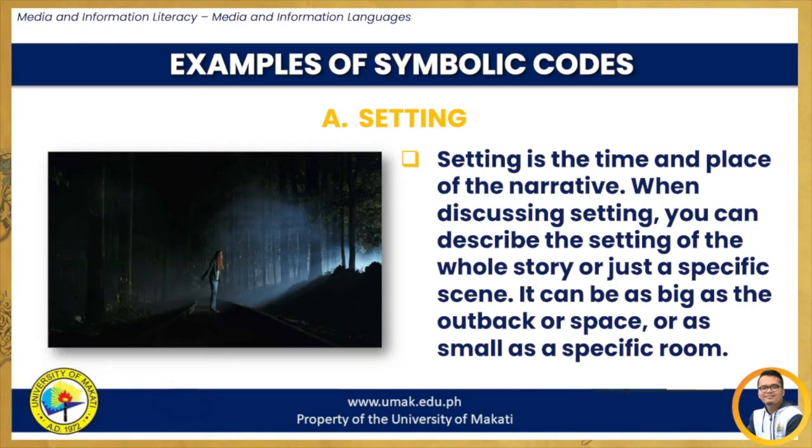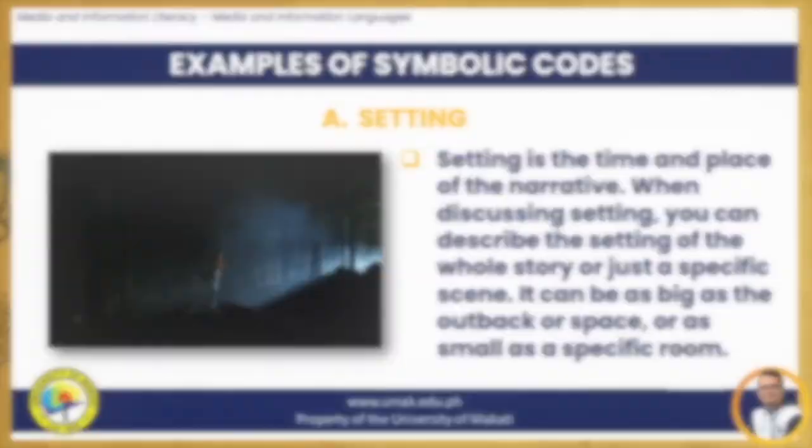Here are some examples of symbolic codes. Setting. Setting is the time and place of the narrative. When discussing setting, you can describe the setting of the whole story or just a specific scene. A setting can be as big as the outback or space, or as small as a specific room. A setting can even be a created atmosphere or frame of mind.